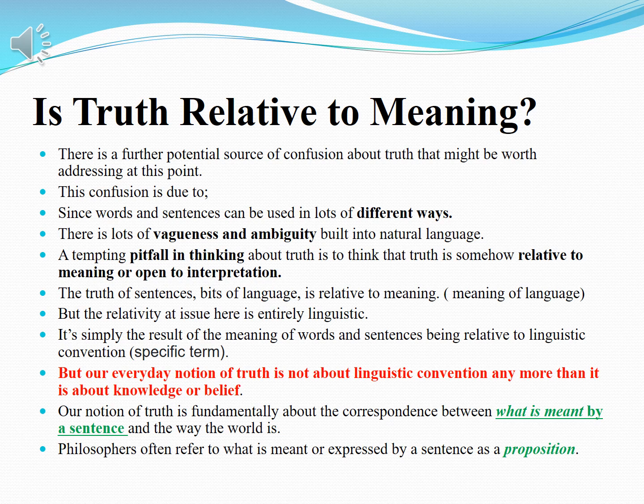So our notion of truth is fundamentally about the correspondence between what is meant by a sentence and the way the world is. We will see that what we are saying corresponds with what is actually happening, so that is truth. Philosophers often refer to what is meant or expressed by a sentence as a proposition, which we are going to discuss, the definition of proposition, in the next lecture.